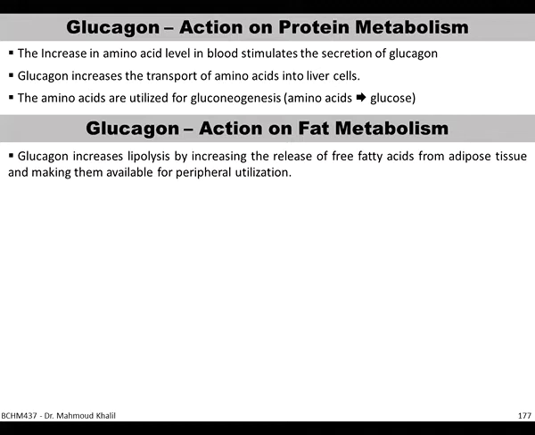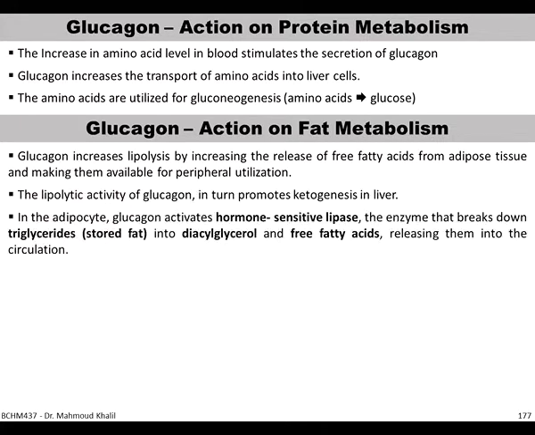While on the fat metabolism, glucagon increases lipolysis by increasing the release of free fatty acids from adipose tissue and making them available for peripheral utilization. And this lipolytic activity of glucagon in turn, as we said, promotes ketogenesis in the liver.